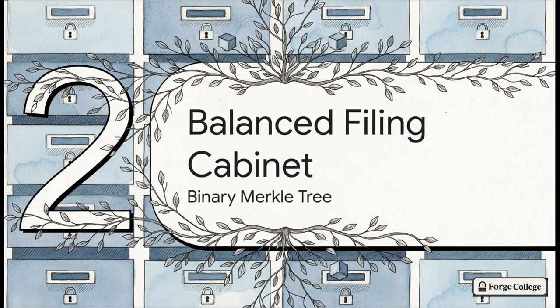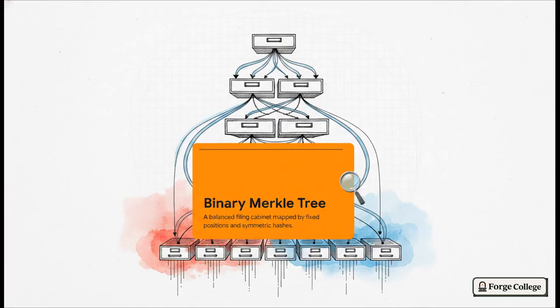Moving on to Section 2. The balanced filing cabinet, also known as the binary Merkle tree. We are talking, of course, about the classic binary Merkle tree. I want you to imagine a perfectly balanced filing cabinet. Every single internal node, or drawer if you will, is the symmetric hash of two child labels right beneath it. Everything is mapped entirely by fixed positions. Left versus right positioning is incredibly meaningful here, meaning it requires strict symmetrical stacking.